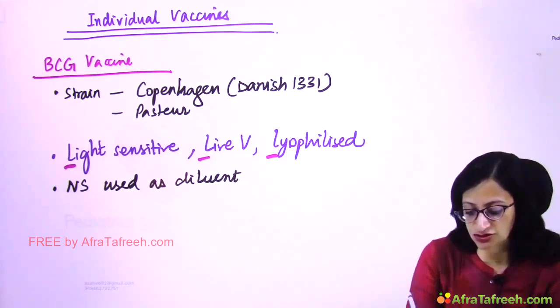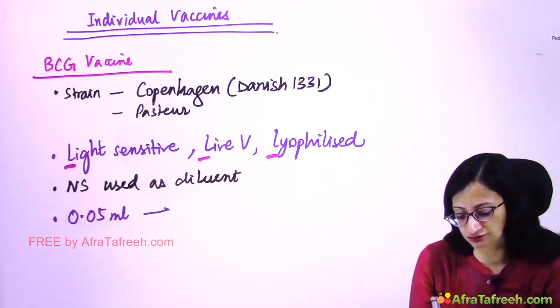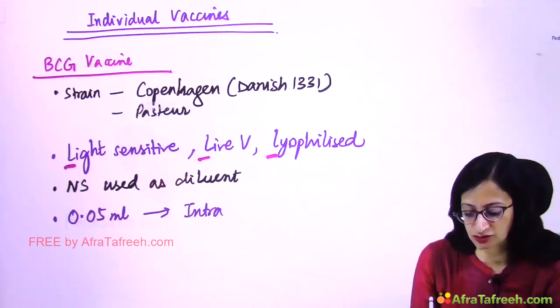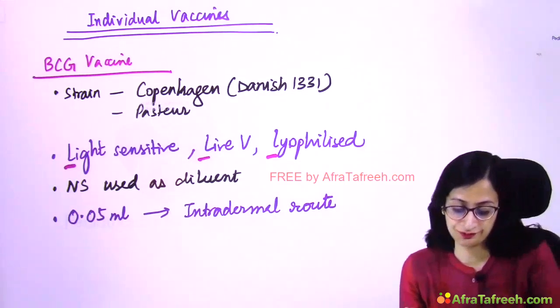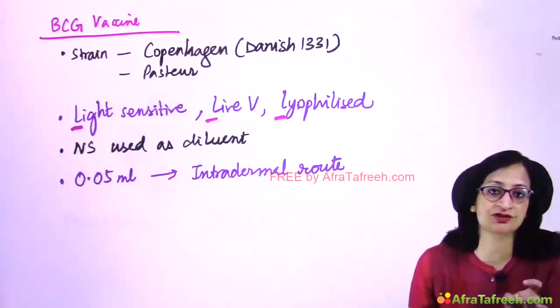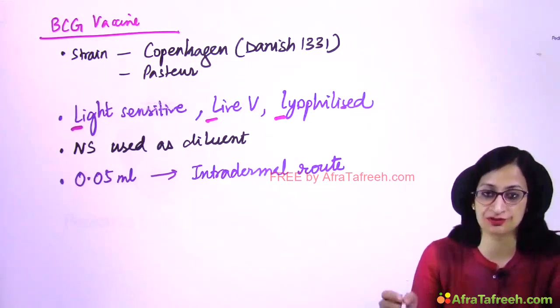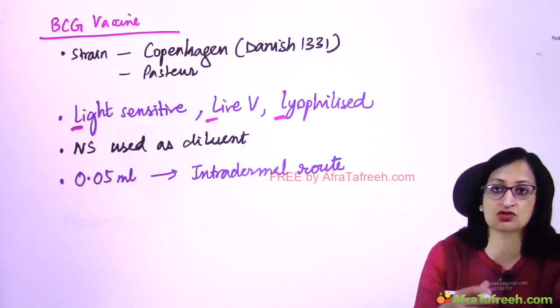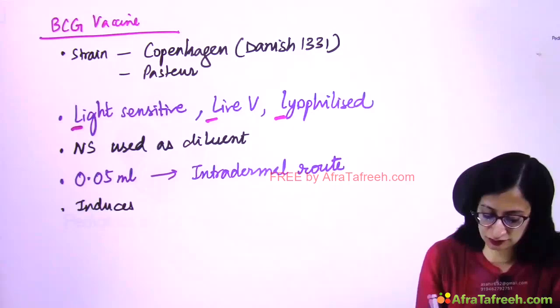And the route of administration of BCG: what is recommended is 0.05 ml of BCG to be given by intradermal route in the neonatal period, okay. BCG induces cell-mediated immunity. So it is not interfered by the immunoglobulins or the antibodies which come in the baby from the mother. So that is why we can give it so early on in life.